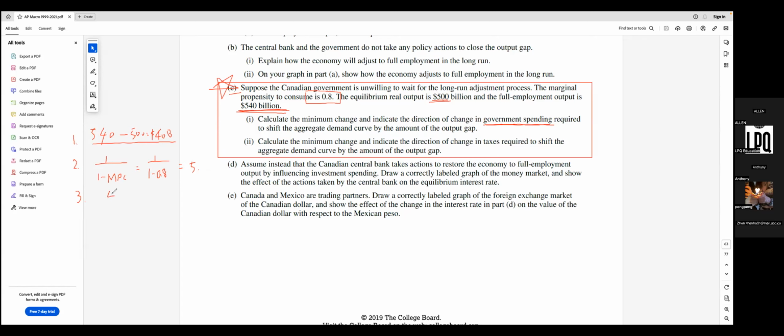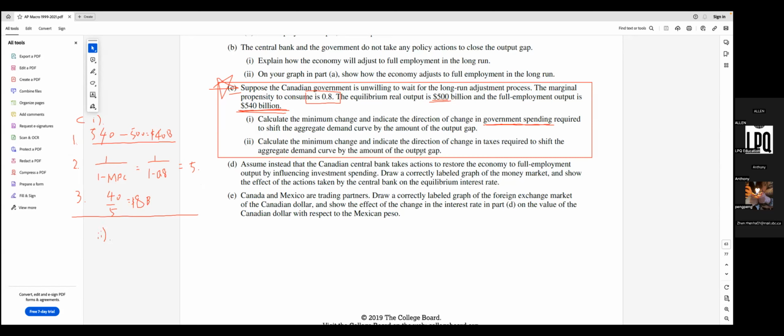So naturally, you do 40 divided by 5, you get 8. $8 billion. You only need to spend $8 billion, and because the effect is 5 times larger, you can increase the GDP by 40. You don't need to spend $40 billion more. You only need to spend $8 billion to increase the GDP by 40. So this is case number one.